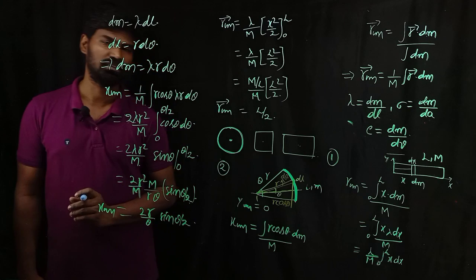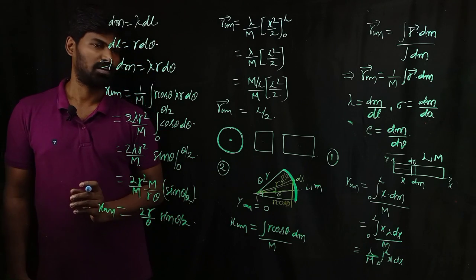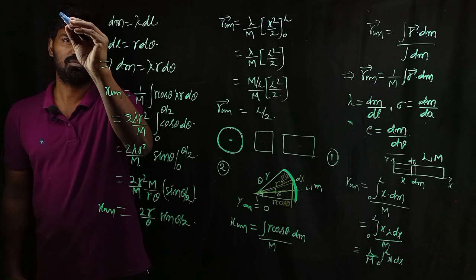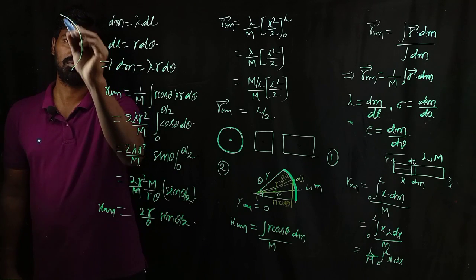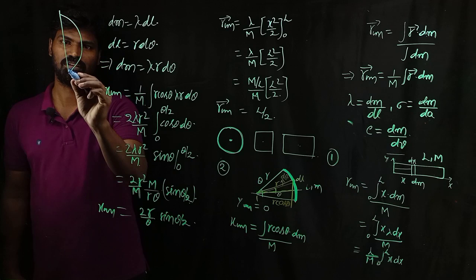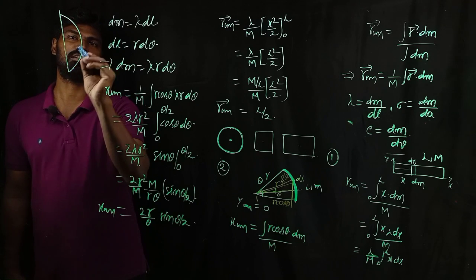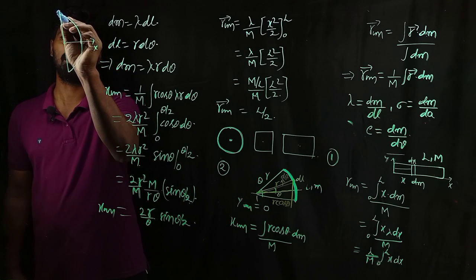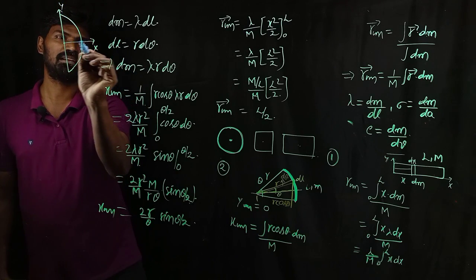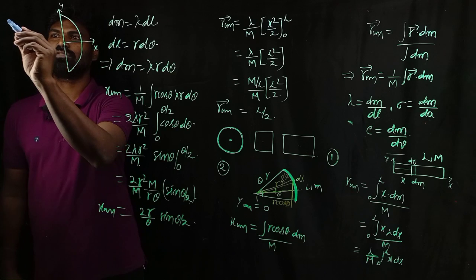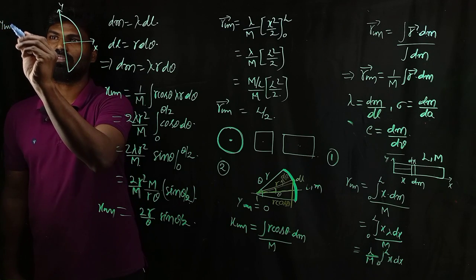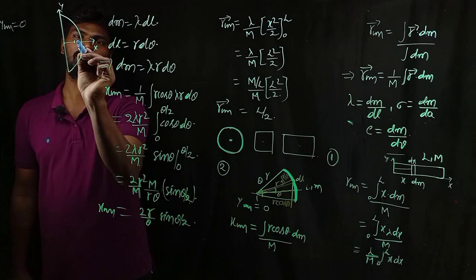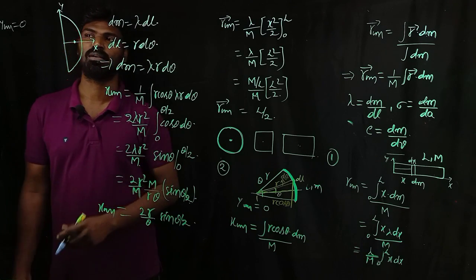As an application of this, I am going to extend this to a semicircular ring. For this semicircular shape, what is the location of center of mass? It is symmetric about this x-axis, and this I am taking as the y-axis. When it is symmetric about the x-axis, the y coordinate of center of mass is obviously 0. Now I should calculate the x coordinate of center of mass, which is located somewhere over here.